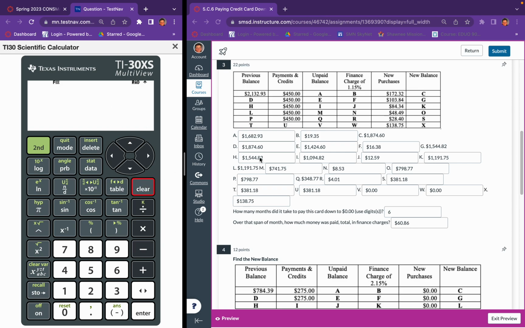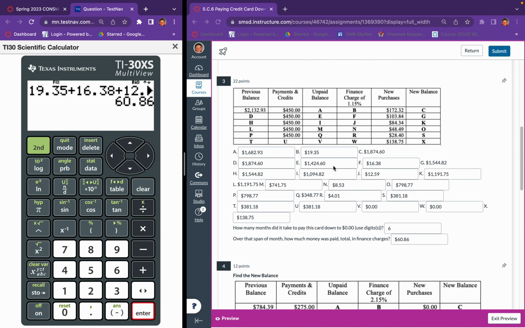Let's do that. So 19.35, 16.38, 12.59, 8.53, 4.01. That's 60.86. 1, 2, 3, 4, 5, 6. That's correct. Excellent. That'll be enough. I think we'll stop the video.